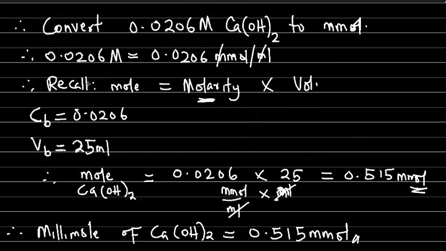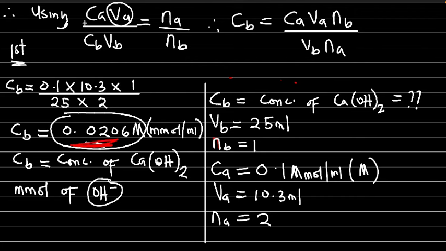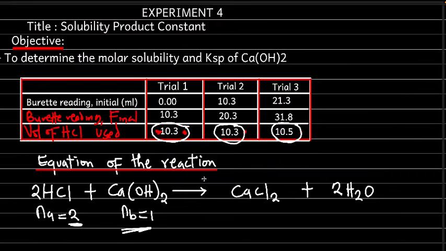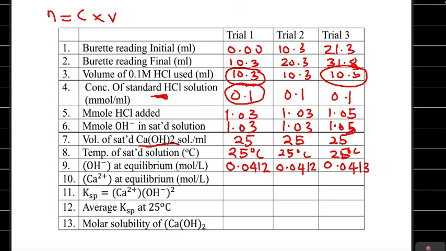All right. Now, remember, we've already solved for the calcium hydroxide solution using this CAVA, and we got our CB to be equal to this. And this CB was the concentration of calcium hydroxide, right? So once I've gotten calcium hydroxide, for me to get calcium ion, I'll get it from here. For me to get hydroxide ion, I'll get it from here. So this time around, calcium ion concentration is 0.0206. So come back here to your table.